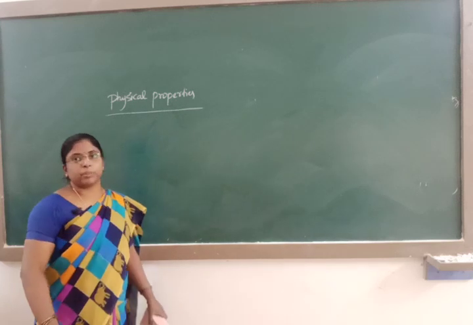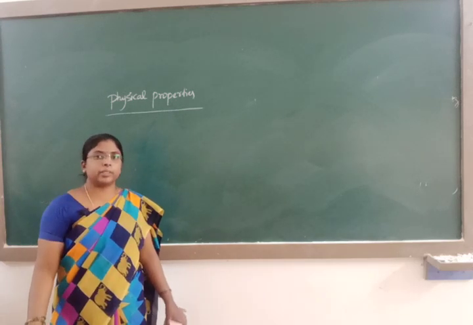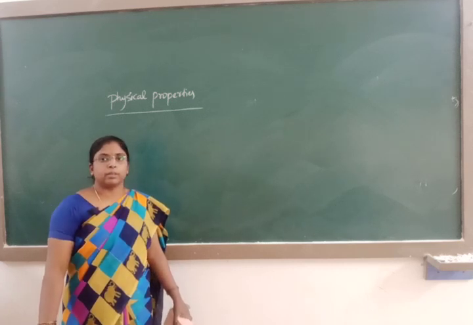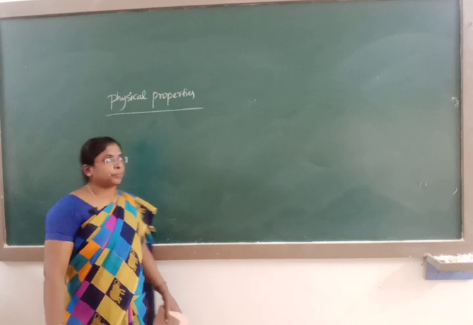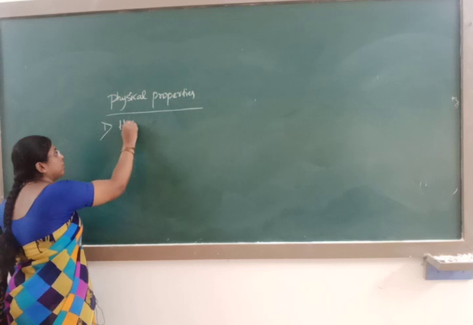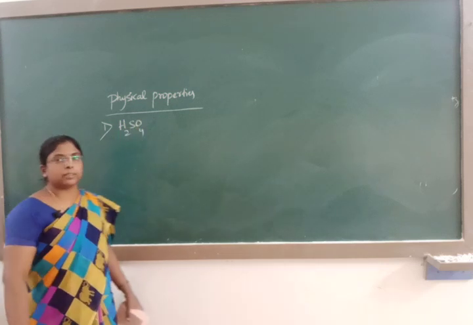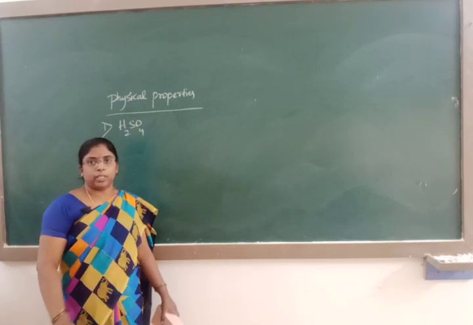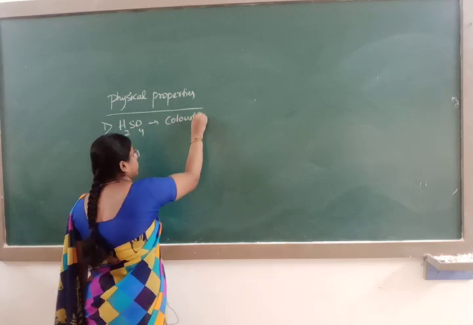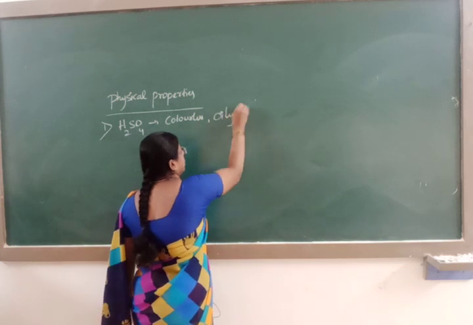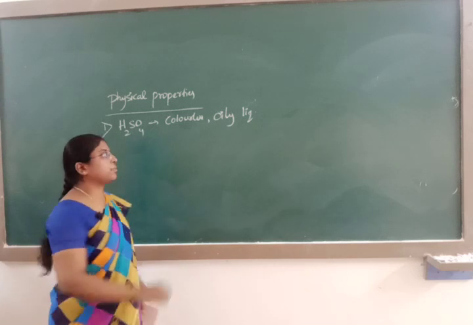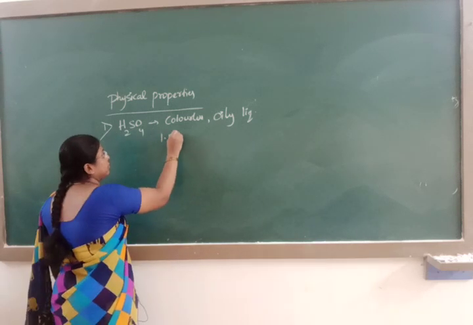Manufacture of sulfuric acid by contact process, it is very important. In the exam you will get either the diagram or sometimes both the diagram as well as the reactions. In physical properties, sulfuric acid is a colorless oily liquid, and it has a specific gravity of 1.84.